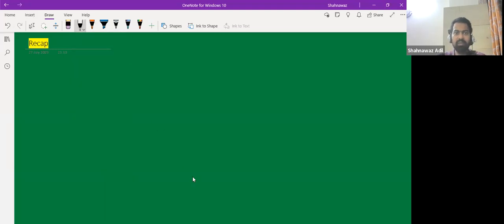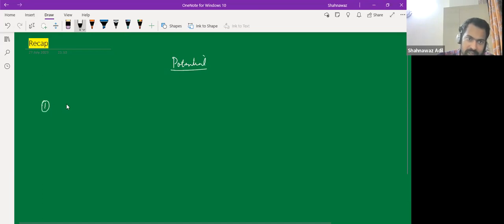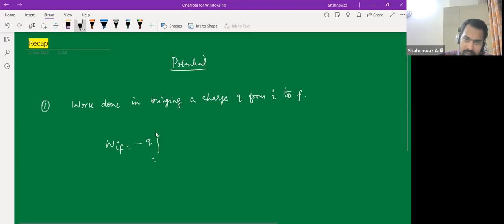Okay, so the first thing we did in the potential chapter was what? So first thing we calculated the work done, right? Work done in bringing a charge Q from, let's say, initial point to final. So this was minus Q integral initial to final E dot dr. Right, this was the work done. Am I correct, Aisha?